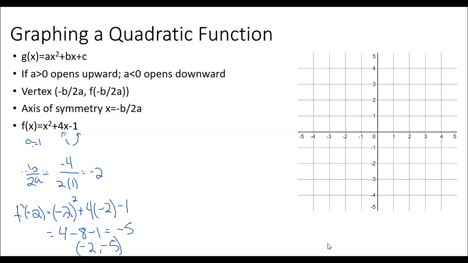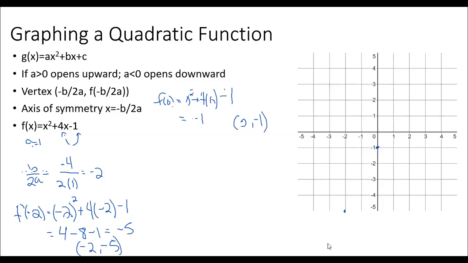I'm going to go ahead and plot that. And I apologize, I should have gone with a bigger graph. But right at the edge here, negative 2, negative 5. Okay? The next thing we want to do is find our y-intercept. So we have f of 0 is equal to 0 squared plus 4 times 0 minus 1. So this is just negative 1. So we have our point of 0, negative 1, and I'm going to plot that.